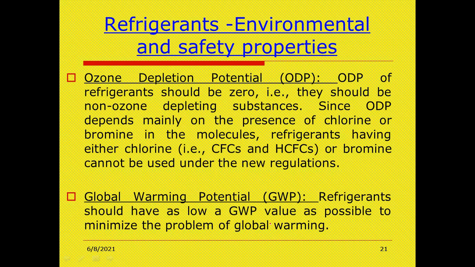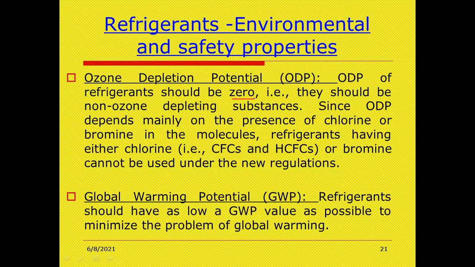Refrigerants having either chlorine, that is CFC based and HCFC based, or bromine cannot be used under the new regulations. So what it is saying is that the ozone depletion potential of the refrigerant should be 0. If it should be 0, then what happens? It depends upon the presence of chlorine or bromine molecules.